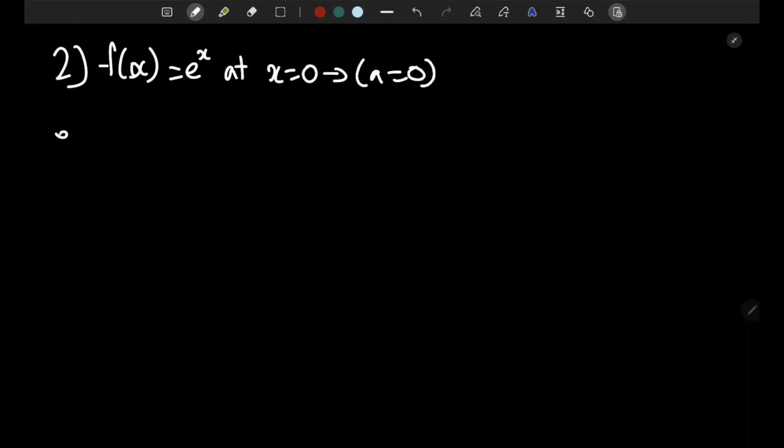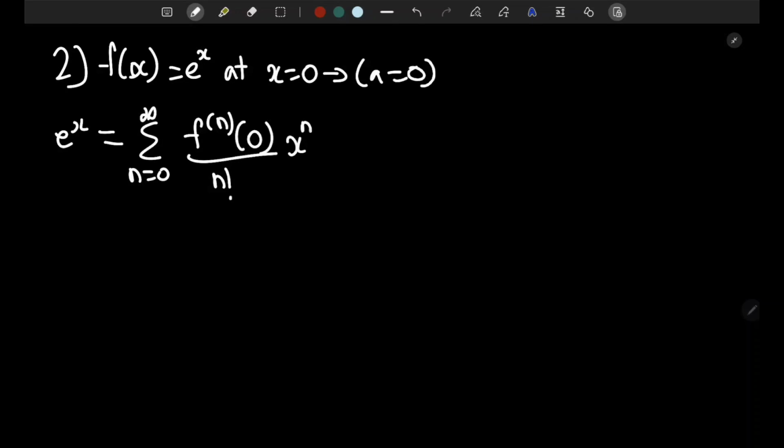So let's write the formula. e to the power of x is equal to sigma of n is equal to 0 all the way to infinity, f of n-th derivative at 0 over n factorial multiplied by x to the power of n. So now let's expand this. The first term, when n is equal to 0, is f of 0, which is just the term itself. So I'm just going to write f of 0 over 0 factorial multiplied by x to the power of 0.